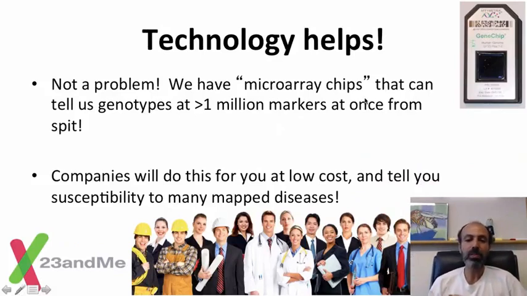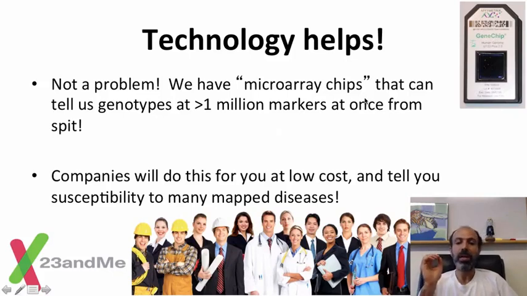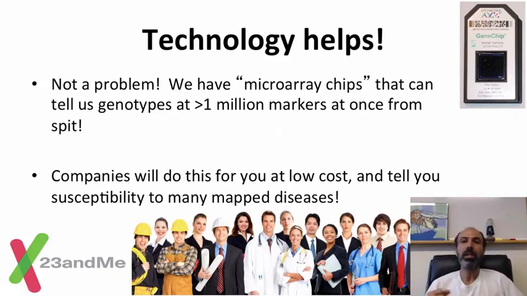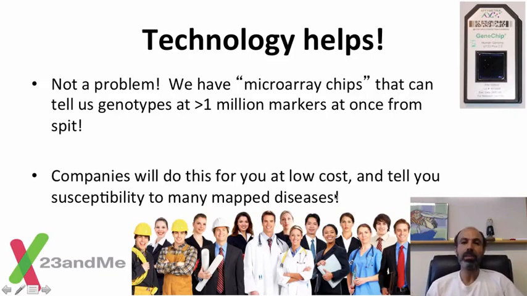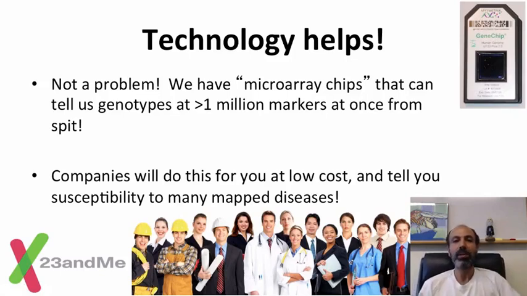We have microarray chips that can actually tell us the genotype of over 1,000,000 markers at once just from your spit. This is what some of the companies I mentioned a while back, like 23andMe, do when you send them that little tube of your spit. They basically are genotyping you for over 1,000,000 markers. And they'll do this for you at a fairly low cost, and they can tell you from that your susceptibility to many mapped diseases. They're basically using published data on those diseases, and they're mapping.